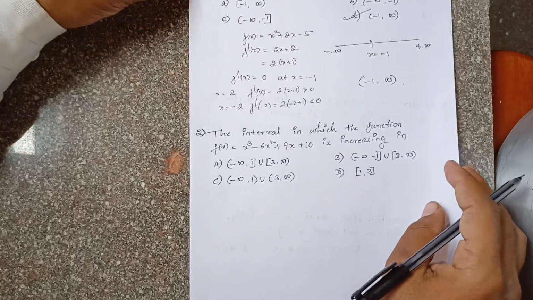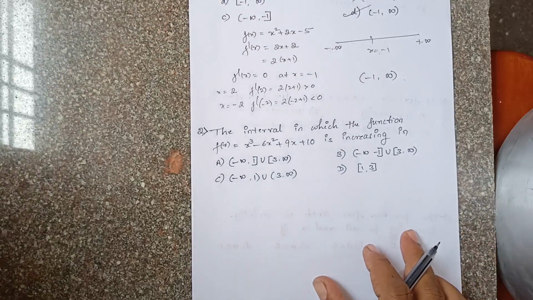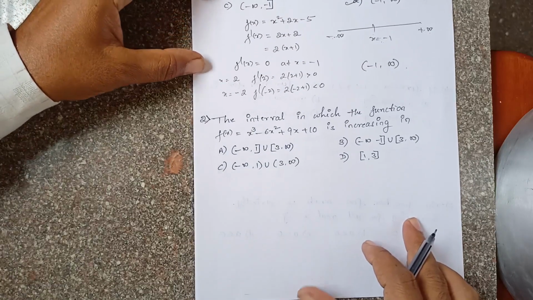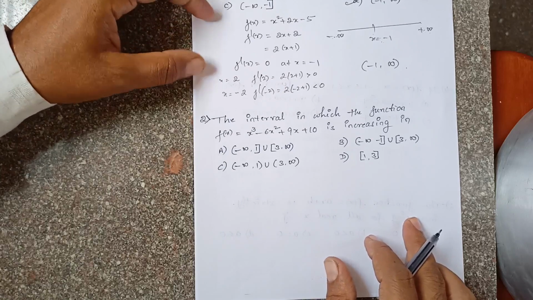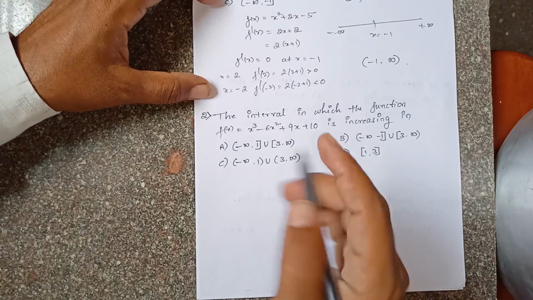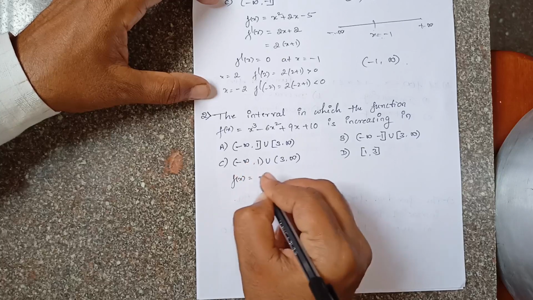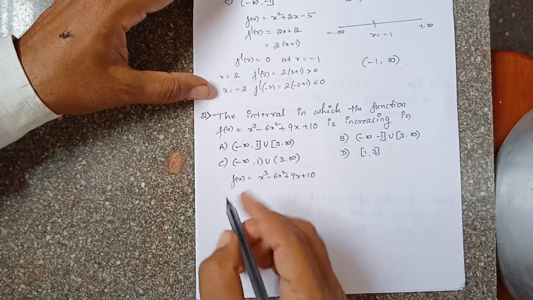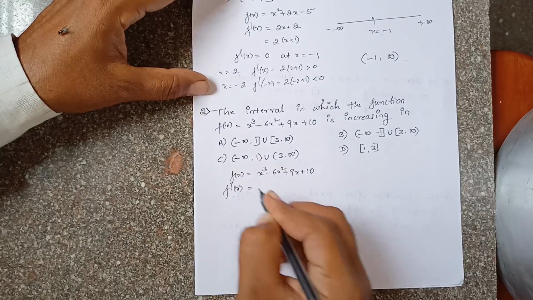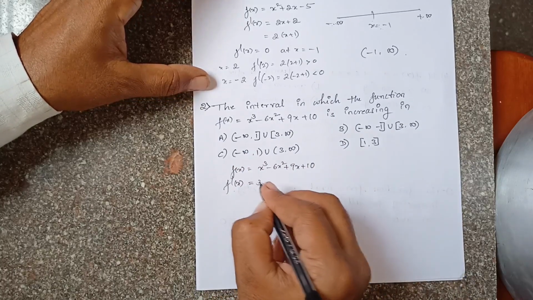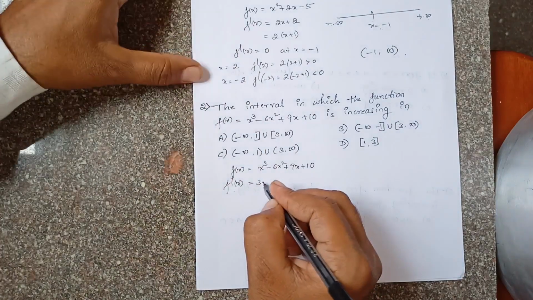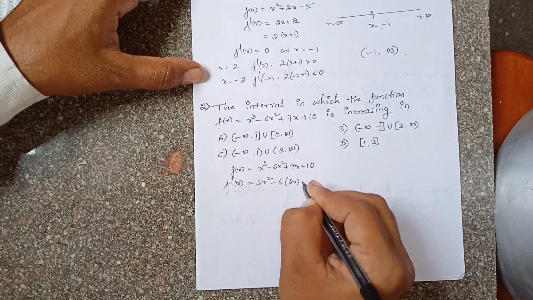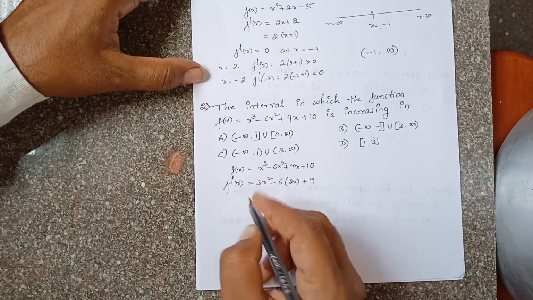Now, answering second question. The interval in which the function f of x is equal to x cube minus 6x square plus 9x plus 10 is increasing. They just said it is increasing. Differentiating the function, f dash of x is equal to differentiation of x cube is 3x square, minus 6 into differentiation of x square, 2x, plus differentiation of 9x, 9.